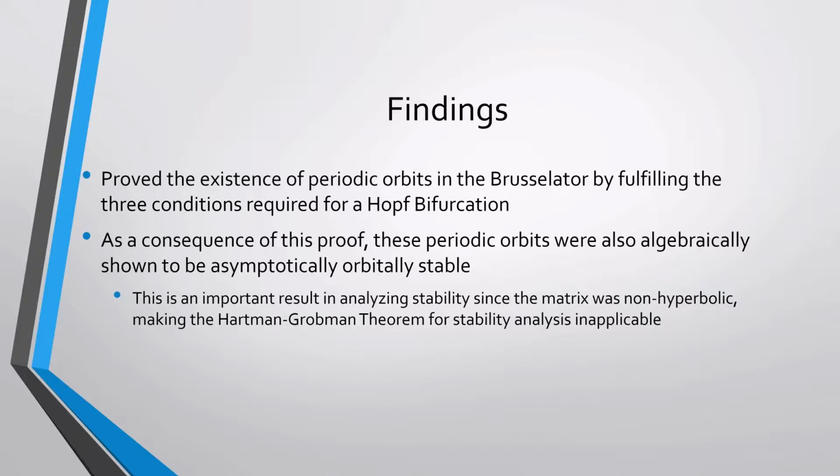Poor proved the existence of periodic orbits by fulfilling the three conditions required for a Hopf bifurcation. As a consequence of the proof of these periodic orbits, fulfilling condition 3 of the existence of a Hopf bifurcation also satisfied another theorem that gave the stability of these periodic orbits. These findings are important because it gives algebraic methods to investigating a system whose linearization is non-hyperbolic, meaning that the standard Hartman-Grobman theorem approach to analyzing a nonlinear system was inapplicable.